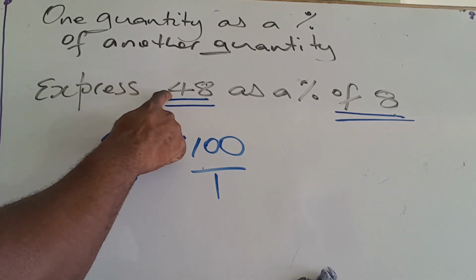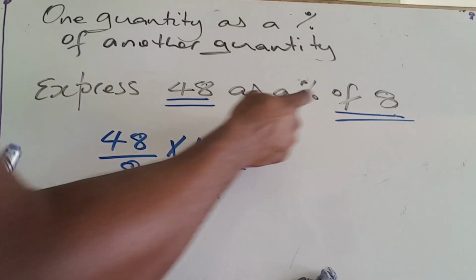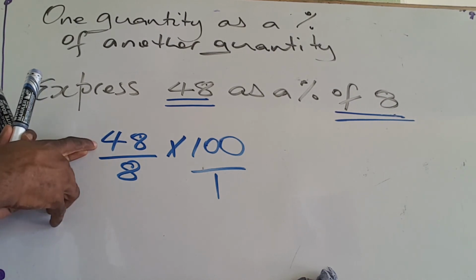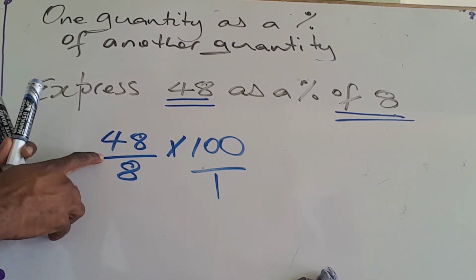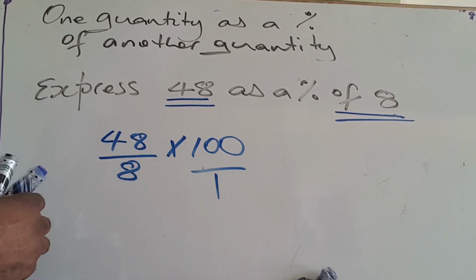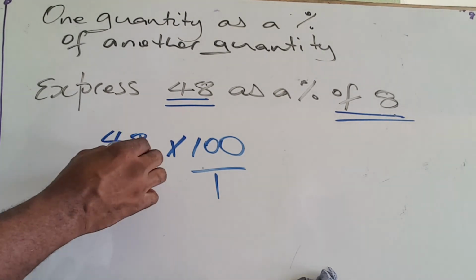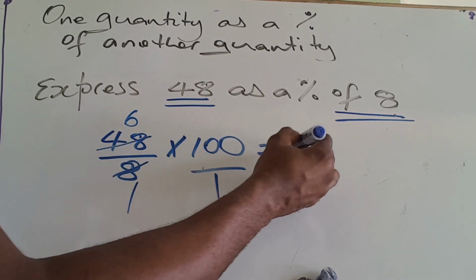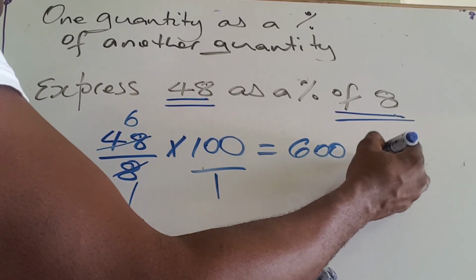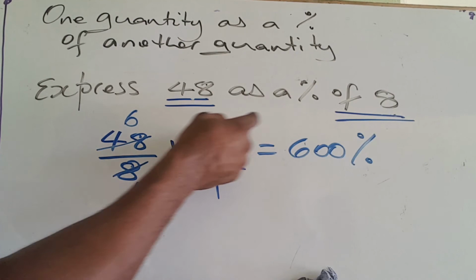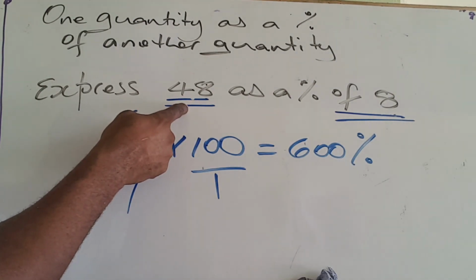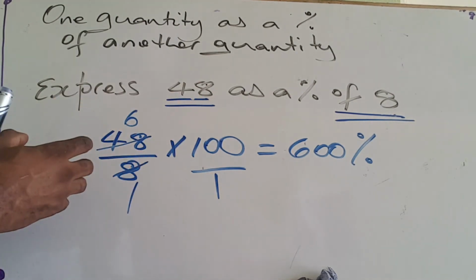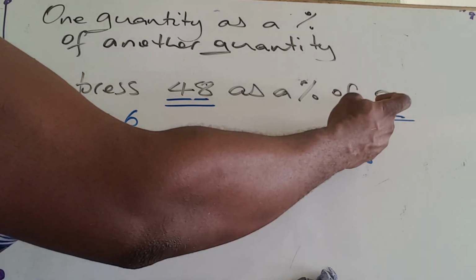Express 48 as a percentage of 8. So it's going to be 48 as the numerator over 8, and we do this by 100. Well, 8 into itself 1 time. 8 into 48, 6. This is 600%. Try to put 8 into 48, you could get it 6 times. That means that's 600 because this is the base.